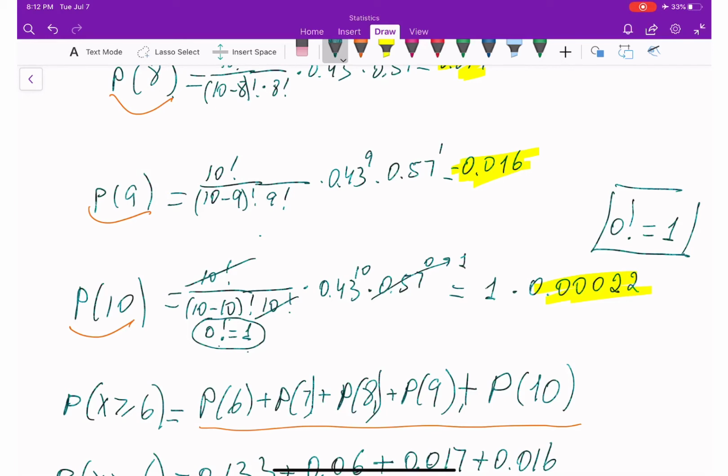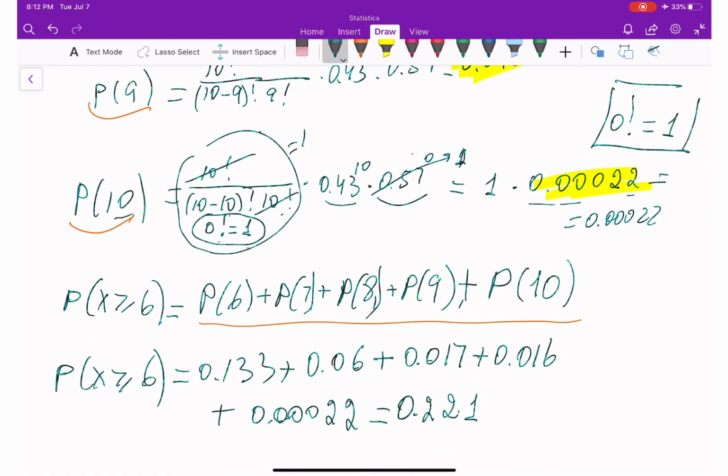And 10 factorials will be cancelled with 10 factorials. And here also 0.57, it's going to be 10 minus 10, right? Because n is 10, minus x is also 10. So you get 0. And any number to power 0 will give you 1. So this fraction is equal to 1 times 0.43 to power 10, which is 0.00022, and this 0.57 to power 0 is 1 also.